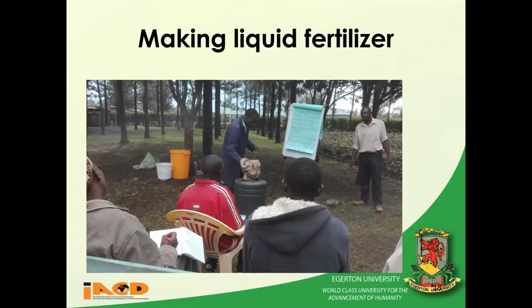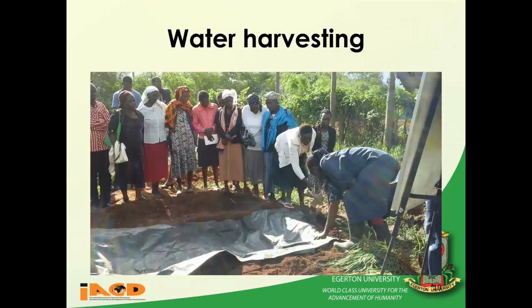Here they were making a liquid fertilizer. They are making and applying it in the garden that is behind them there. So these are the kind of things that we are talking about, just simple things that the community can make at home. Next. Here they were demonstrating a simple technology of water harvesting, where the community can harvest water and irrigate their crops for income generation.